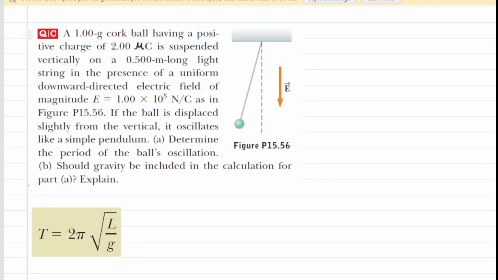If you haven't done so yet, make sure that you pause the video and reread the problem before listening on.